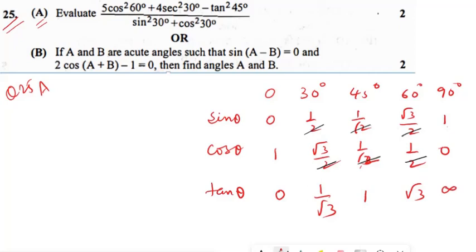To get the value of cot, we don't want cot in our question, but still you can write cot theta, which is just the reverse order: infinity, root 3, 1, 1 by root 3 and 0. Now we want sec. Sec is the reciprocal of cos. So I am rubbing this one because we don't want this, and I am writing sec theta.